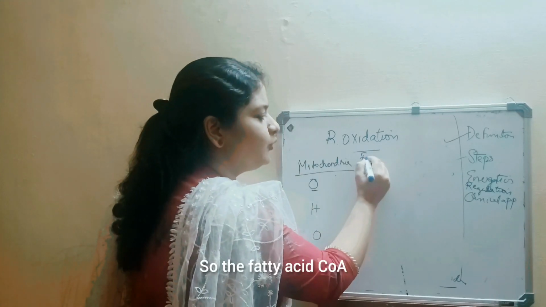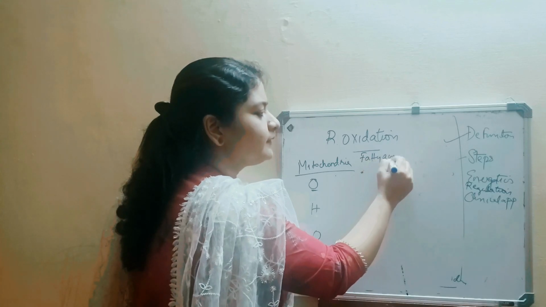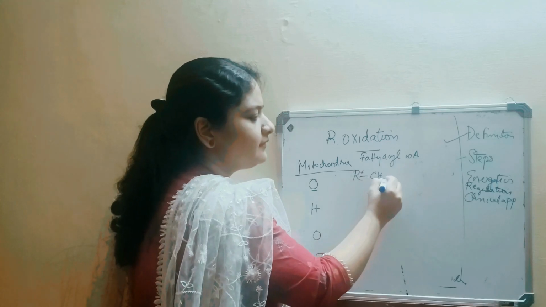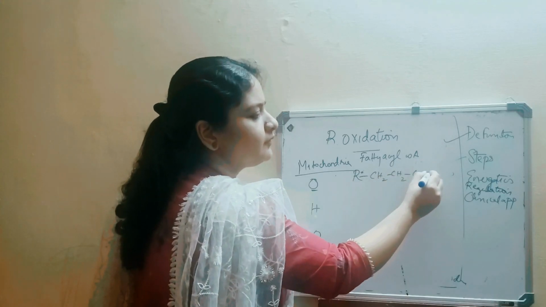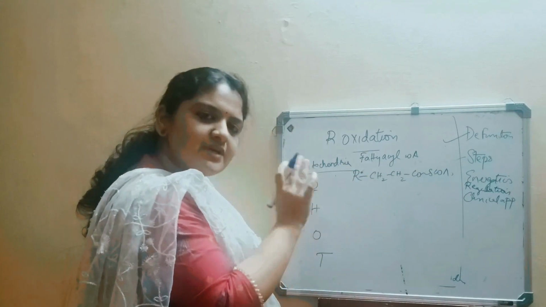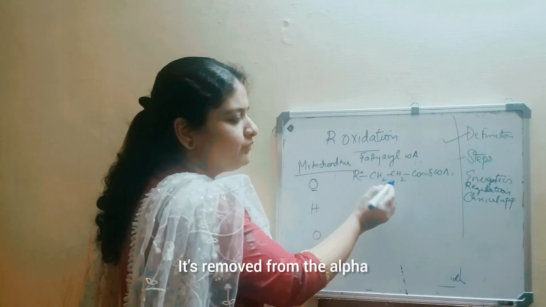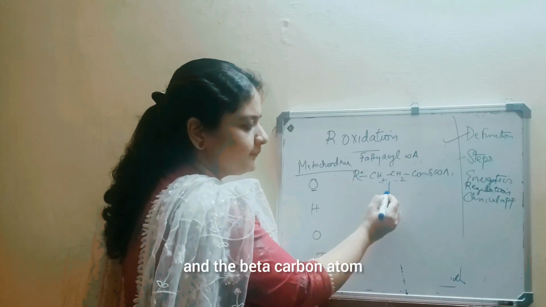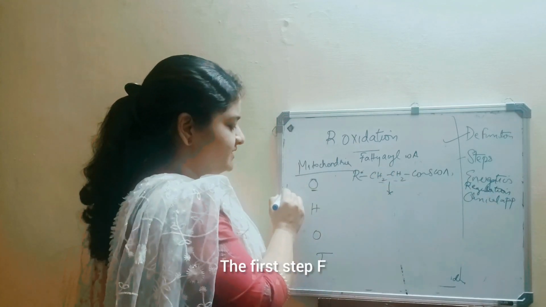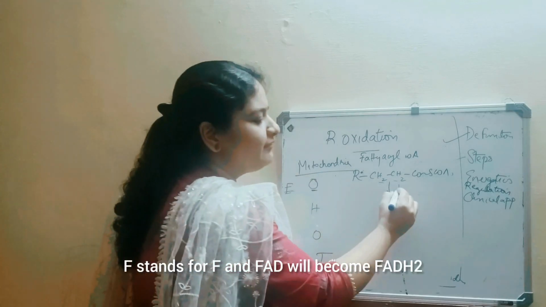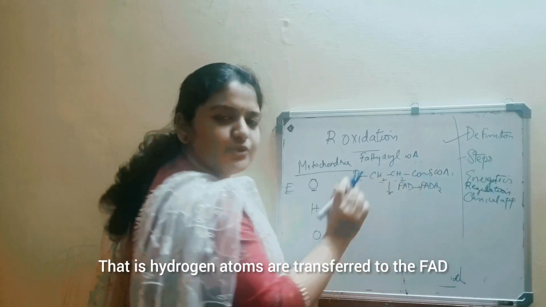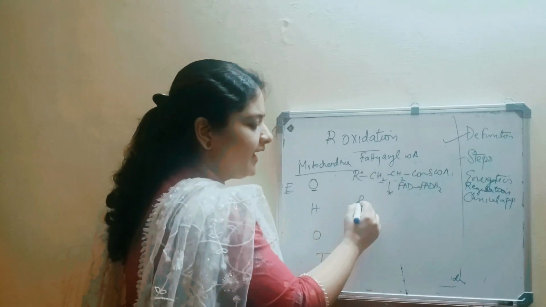So the fatty acyl CoA, if you consider that as a palmitic acid, this fatty acyl CoA will undergo oxidation. Oxidation means the removal of hydrogen atoms. They are removed from the alpha and the beta carbon atoms. So two hydrogen atoms are removed and FAD is the acceptor of hydrogen. FAD will become FADH2, and we get a compound.